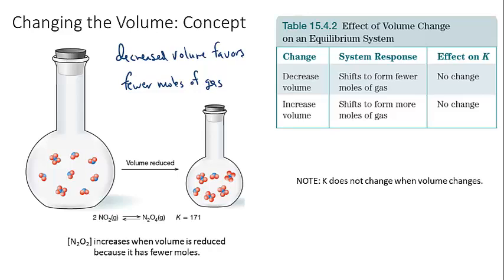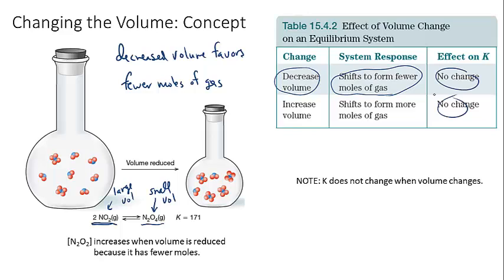And so what happens is, if we have an equilibrium where we have, say, 2 moles of NO2 gas phase reacting to make 1 mole of N2O4 gas phase, the N2O4 will be favored at small volume, and the two NO2s, which take up twice as much room in terms of moles, will be favored at large volume. And so if you decrease the volume, the equilibrium will shift to the side that has fewer moles of gas. Notice, just like in the case of changing the concentrations of things, there's no change in K. K does not change.